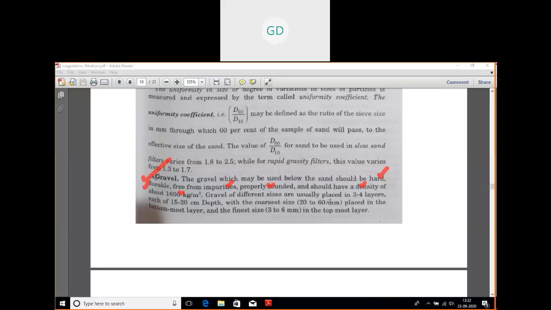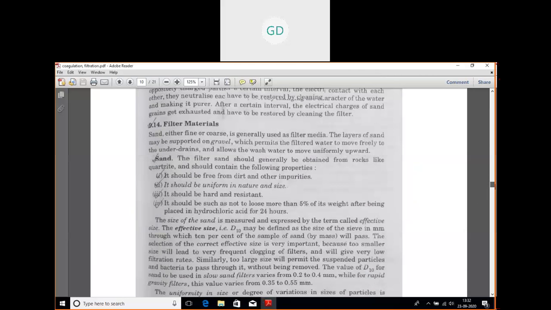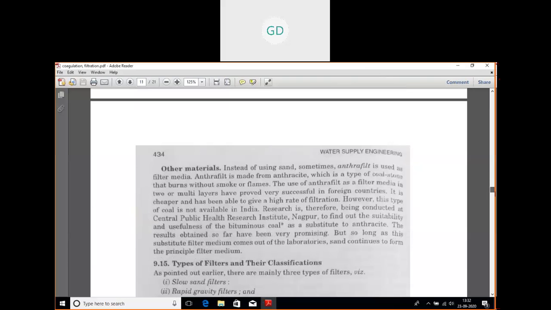Then also the gravel with the coarsest size, that is the biggest size, is placed at the bottom, and the finest size is placed at the topmost layer. So this is your property for your gravel. These are the properties of your filter materials.